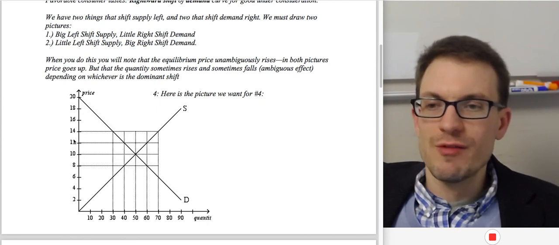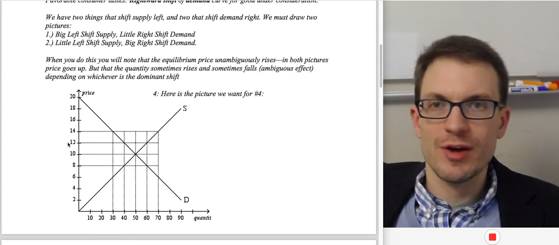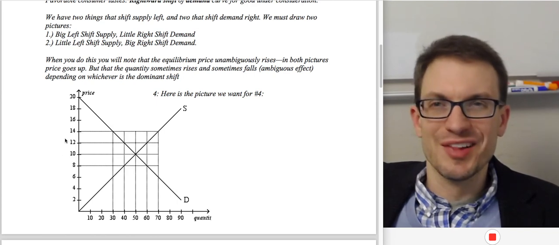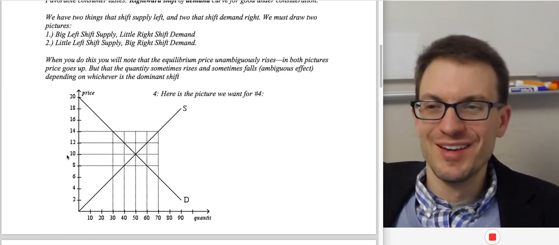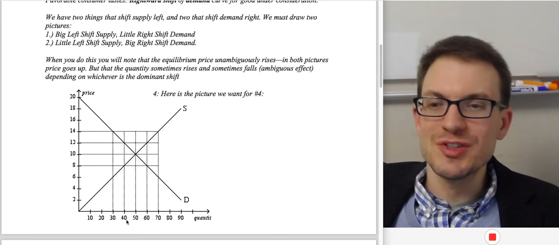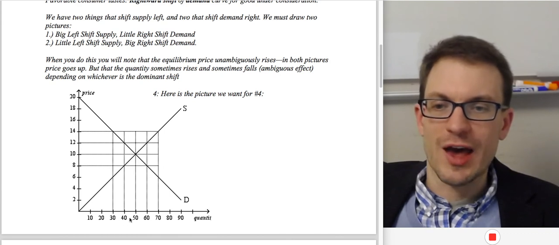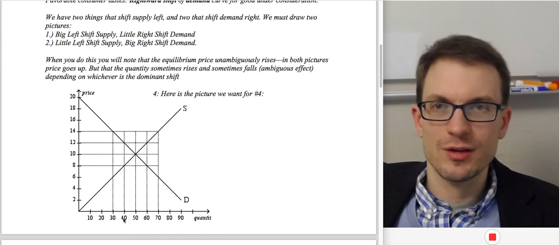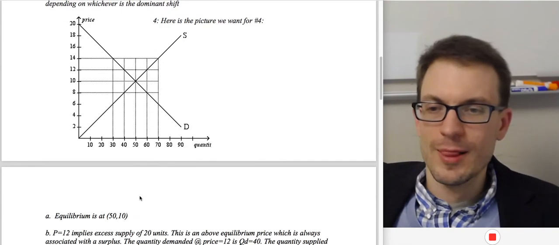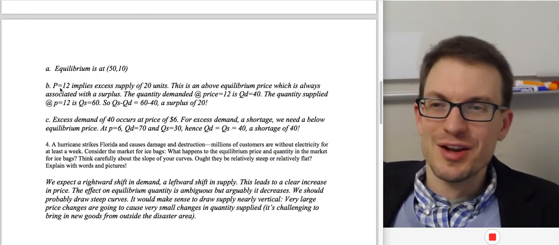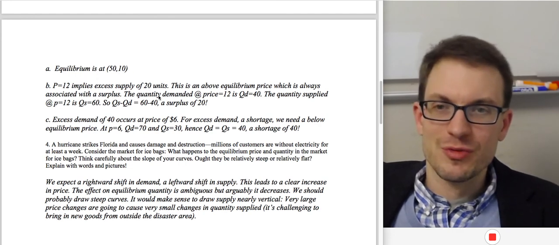This is an above equilibrium price. 12 is an above equilibrium price. At any above equilibrium price, the sellers are happier than the buyers, so we're going to get a surplus. And of course we see this because the quantity supplied, 60, is larger than the quantity demanded, which is 40. And the size of the surplus, that's just 20. It's 60 minus 40. Okay, cool. So equilibrium is at 50, 10, and excess supply of 20 units.